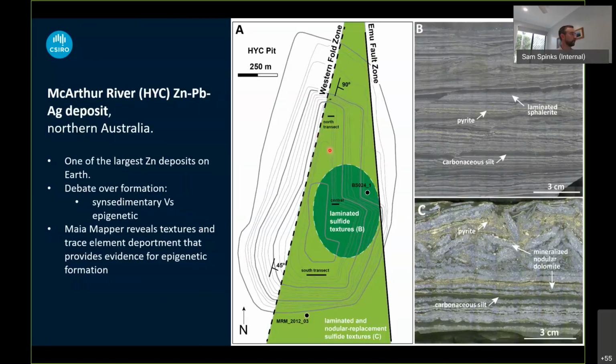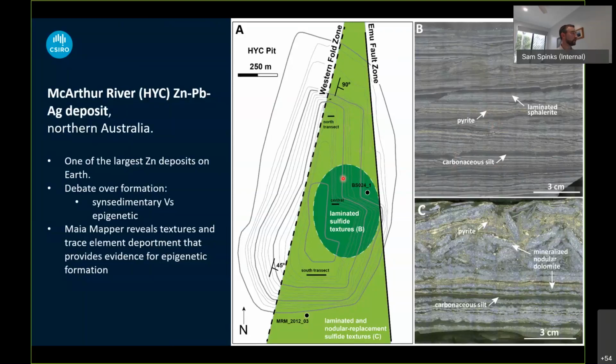So this is just a very quick overview of the deposit in terms of its spatial variation, and these are contours of the pit. It's an open pit deposit. And in the central area, we have laminated sulfide textures, which is this image that we see here. We see these typical soft sediment deformation features and some minor fractures as the sediment is shifted around during deposition. And we have laminated sphalerite and galena textures through here, interbedded with pyrite and carbonaceous silt.